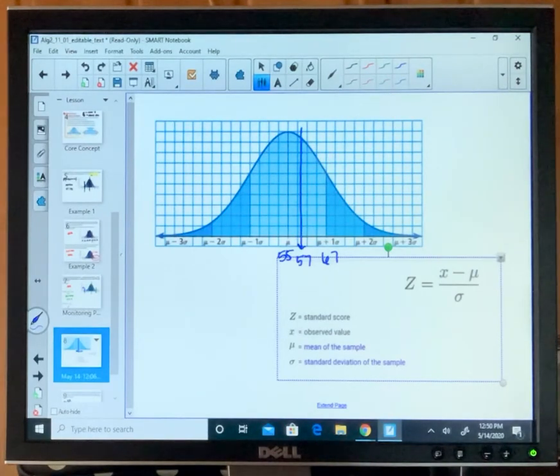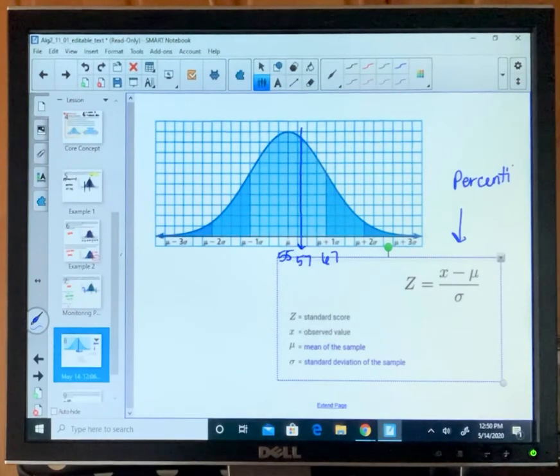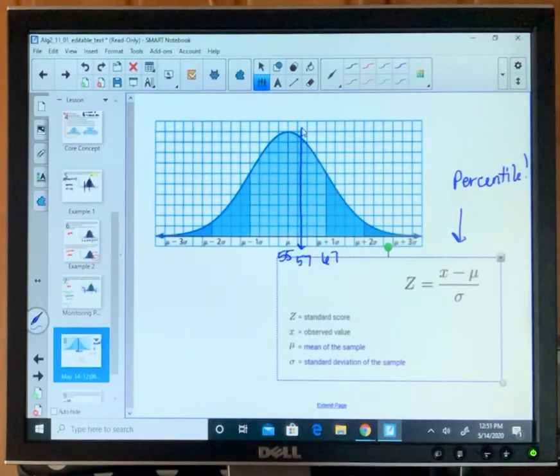Now, this is how, using a normal curve, we get something called a z-score. Z-scores help us find percentiles. So when they say, oh, you're in the 95th percentile, what that means is that you scored in the top 95%. How they get that is they use your z-score.